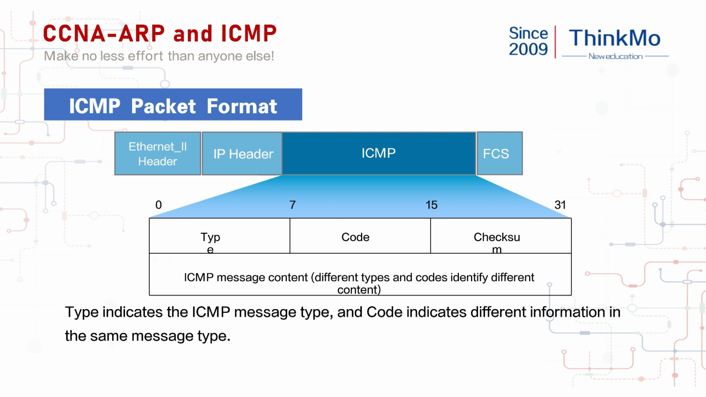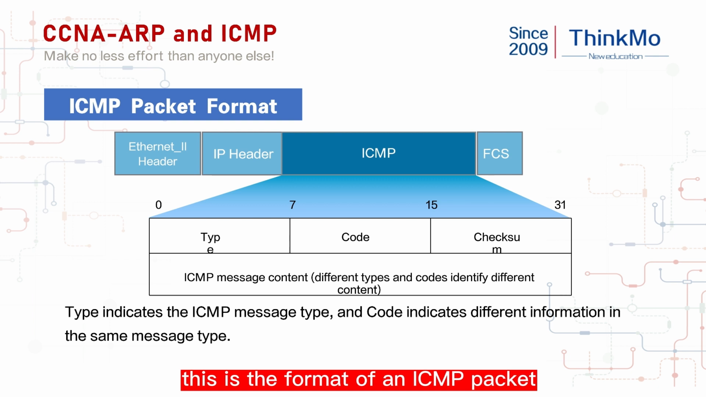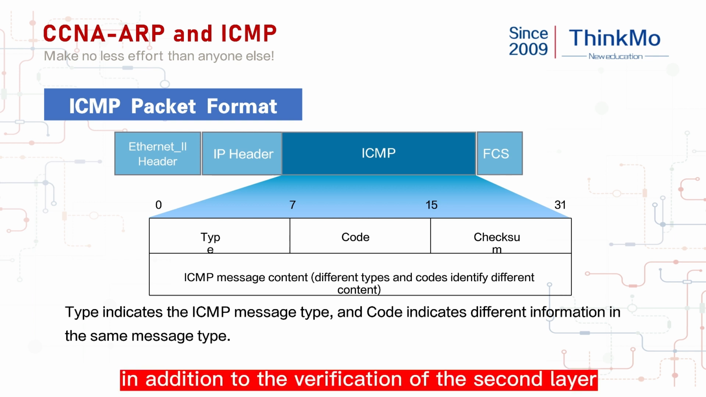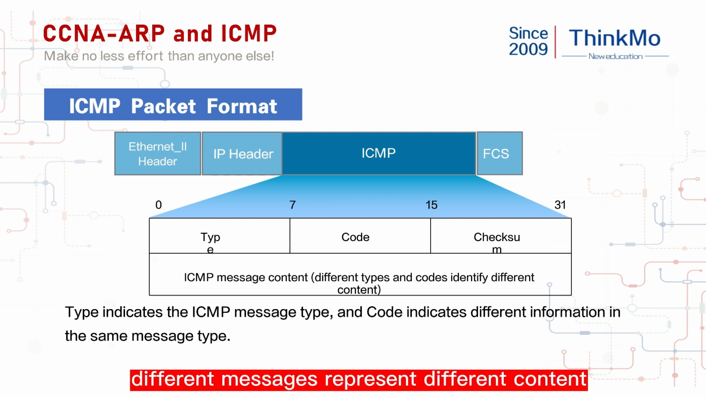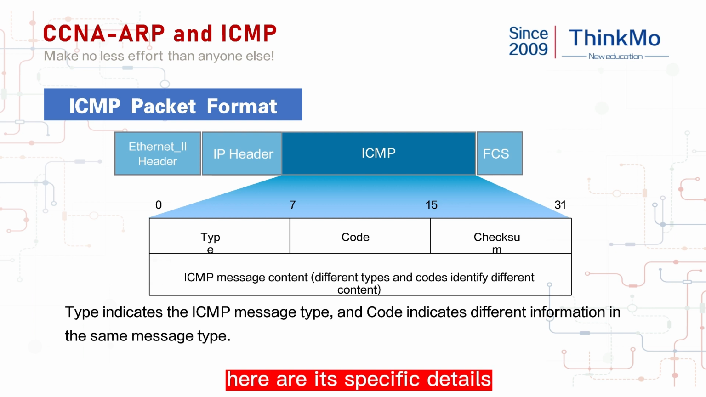Let's move on. This is the format of an ICMP packet. I'll show you. This is a two-layer encapsulation, the Ethernet II header I wrote for you. In the three-layer encapsulation, the IP header is packaged at this location, in addition to the verification of the second layer. After that, there is no fourth layer, only ICMP. It has type, code, checksum, and then the ICMP content. Actually, different messages represent different content. Here are its specific details.